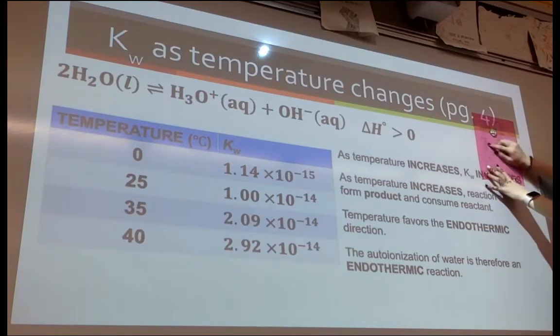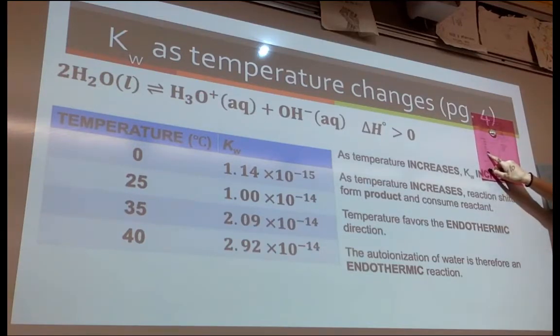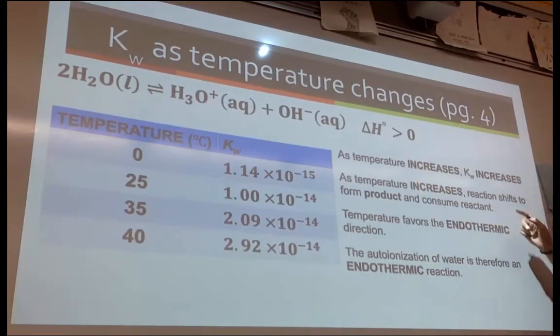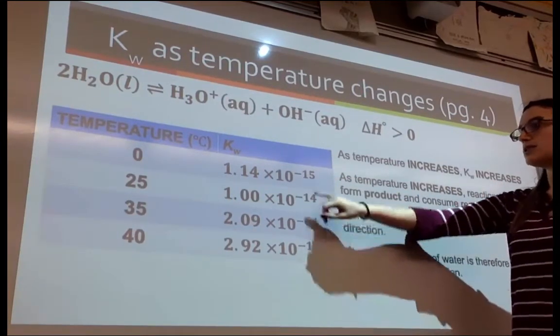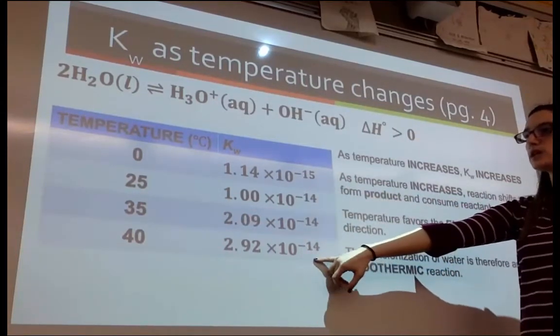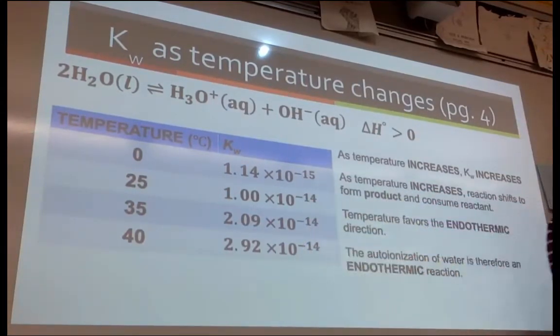On your equation sheet under equilibrium, you have KW equals H plus times OH minus, which is 1 times 10 to the negative 14 at 25 degrees Celsius. At 25 degrees Celsius is the most important part of that. If we are not at 25, KW is nothing more than an equilibrium constant. We know that equilibrium constants change as temperature changes. So as temperature increases, we see that KW increases. Notice how we go from an exponent of negative 15 to negative 14. So KW actually increases.